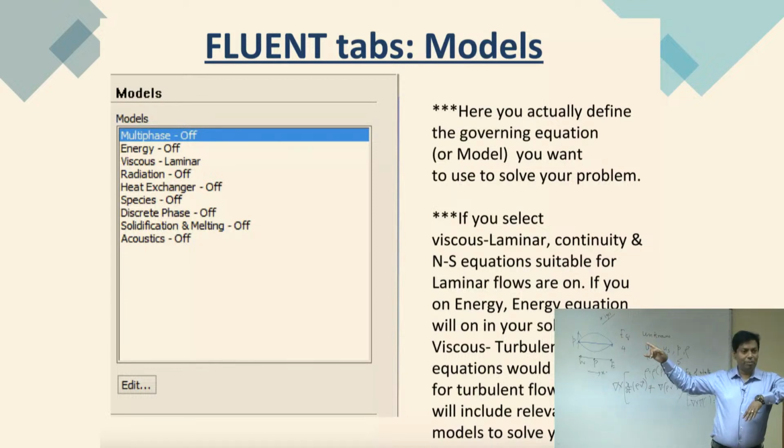There are some turbulent modeling. So, in turbulent flow there are a lot of models. There are LES, K epsilon, K omega, a lot of things. So, you can actually choose one of them from here.